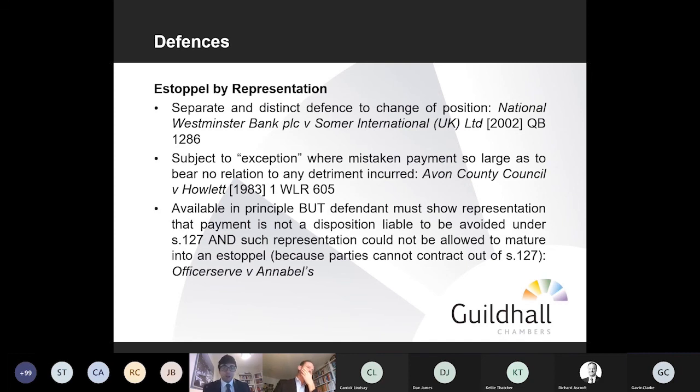Again, the practical consequence of this is, Matthews in Officeserve said this is a defence that might be available, but then he promptly shut down any suggestion that it actually would ever arise in an insolvency context, because he said that a defendant has to show both that there's a representation that the payment's not a void disposition, and the problem with that is that that couldn't amount to a representation because you can't contract out of a statute. So again, all of this is a bit airy-fairy. Headline point, it's a defence that's available to some restitution claims, almost certainly not going to be available to an insolvency context claim to recover a void disposition.